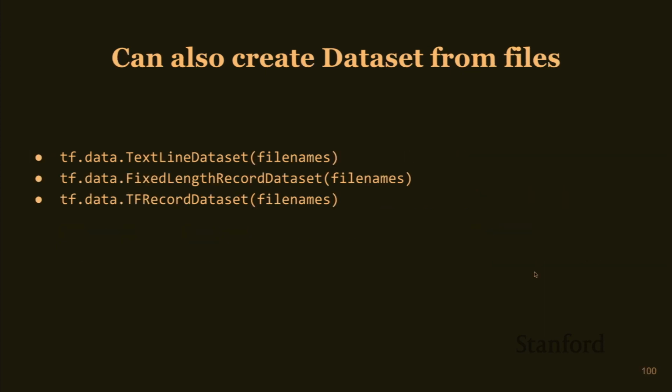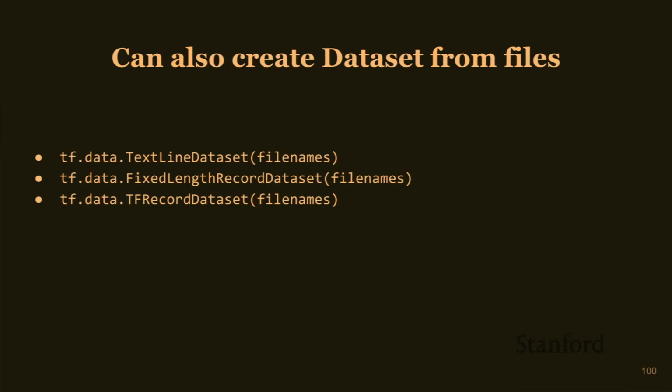You can also create a dataset from files, like TextLineDataset, which is very good for textual data. FixedLengthRecordDataset is for when each entry is the same length, for example images where every image is 28 by 28 or 32 by 32. TFRecordDataset is for when you deal with a specific data type, TFRecord, which I think is a binary file format compatible with TensorFlow. I don't think we have time to cover that, so I'm just introducing it, and you can look it up online.